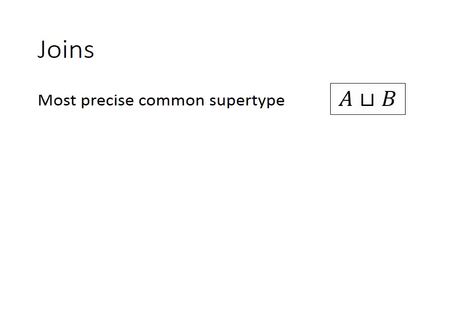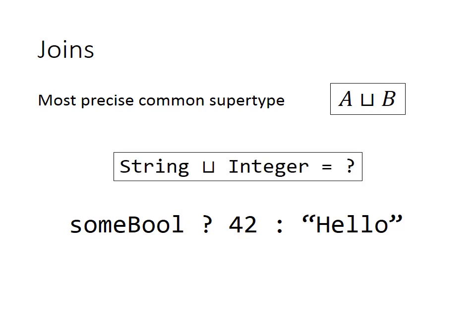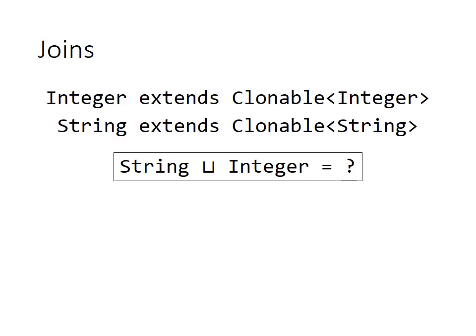Joins are defined as the most precise common supertype of two types. You encounter them in things such as conditional expressions, where depending on the value of some boolean, you either get a string or a number back. Now what is the type of this conditional expression? It is the join of string and integer. Now what is that join?